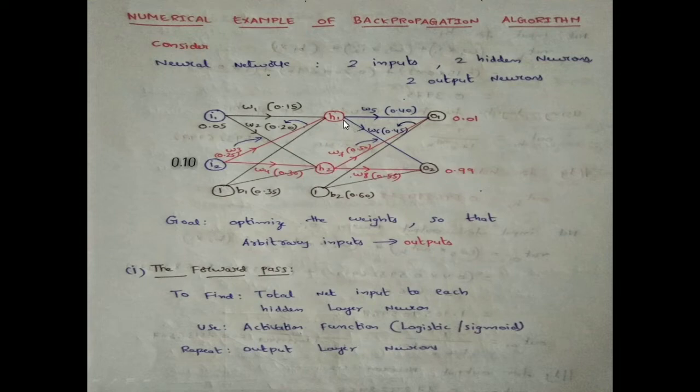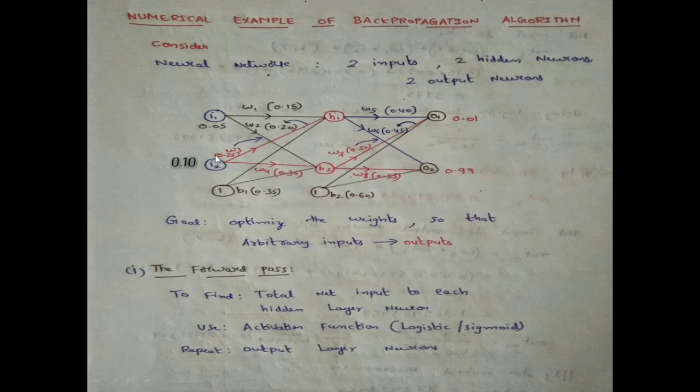In the same way, from H1 to O1 the weight is W5, which is 0.40, and from H1 to output neuron 2 the weight is W7, 0.50. From H2 to output neuron 1 the weight is W6, 0.45, and from H2 to output neuron 2 is W8, which is 0.55. The desired output for output neuron 1 is 0.01 and the desired output for output neuron 2 is 0.99. These are all the values of the inputs, weights and outputs we have assumed to work with the network initially.